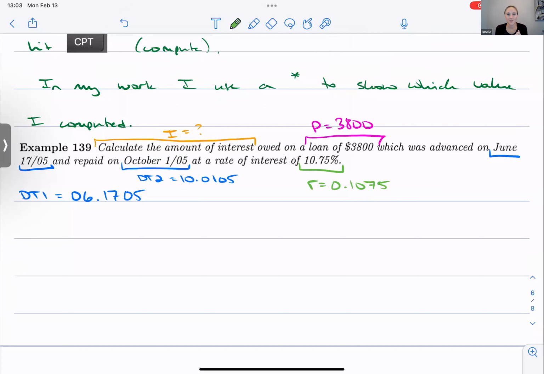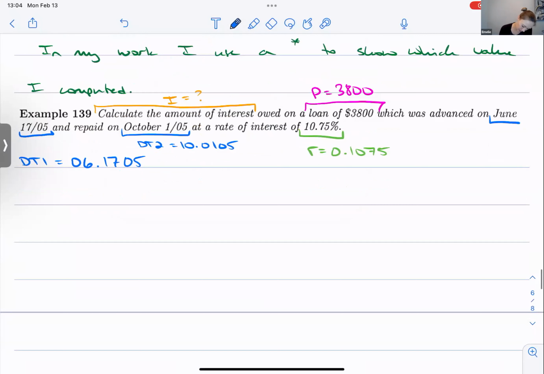All right. So the first thing I need to do, I'm trying to solve for I. I have P, I have R, and I sort of have T. And so I need to solve for T first.